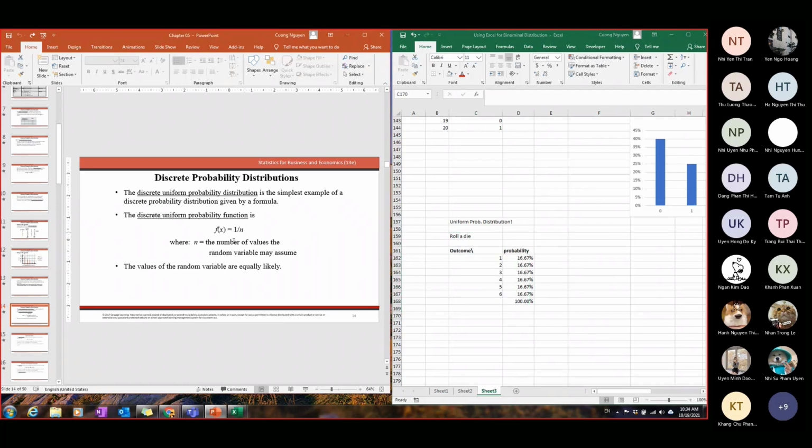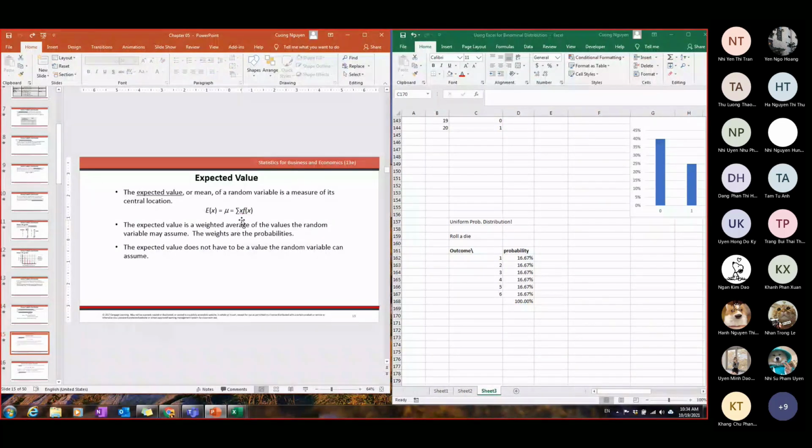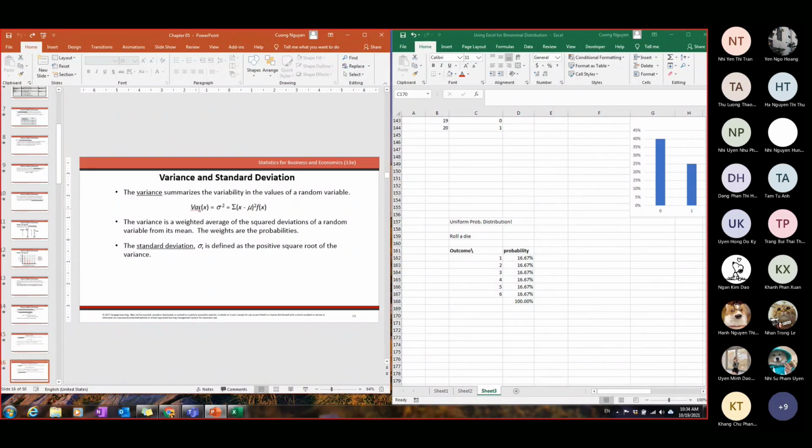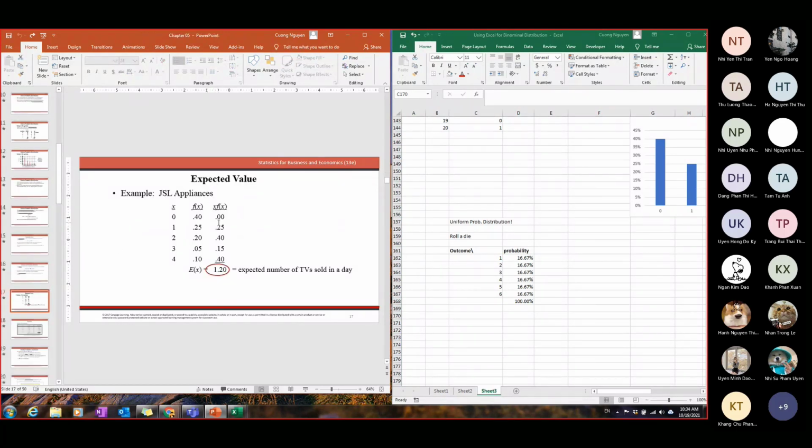So the probability will be 1, or 100%, divided by n. That's very simple. Okay. The expected value would be the sum of x times f(x), and this is what people say. And the variance and the standard deviation, we can do it this way. For this section, we just have to go up here and take a look at what the expected values will be.